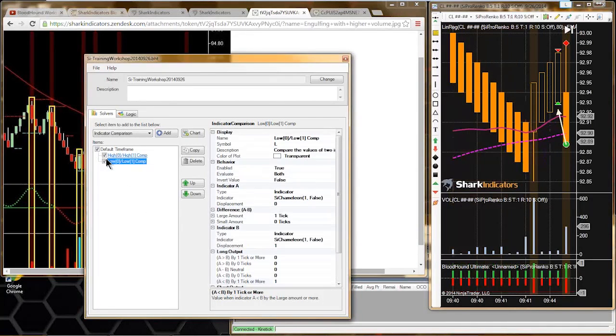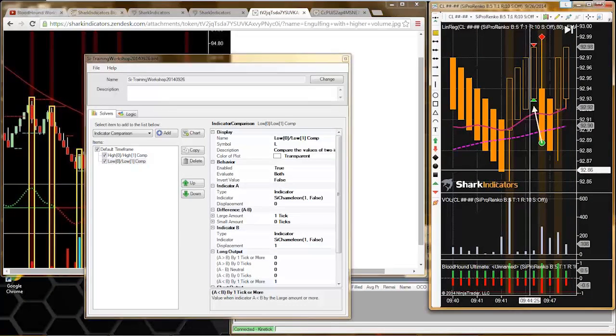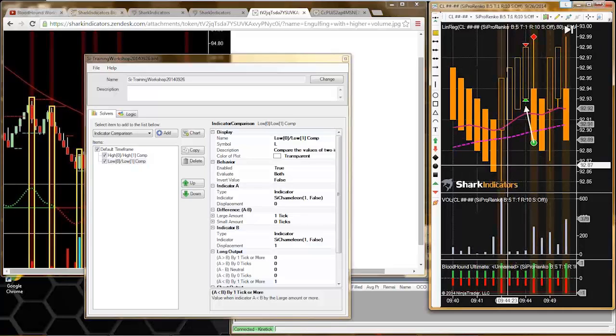All right, so those are the 2 primary conditions. And interestingly enough, as I have both of these solvers turned on now, we can see that all of these reversal bars are being marked, right? Because all of these reversal bars are engulfing bars, at least with the Pro Renko they're always going to be, and we can see they're being marked now.